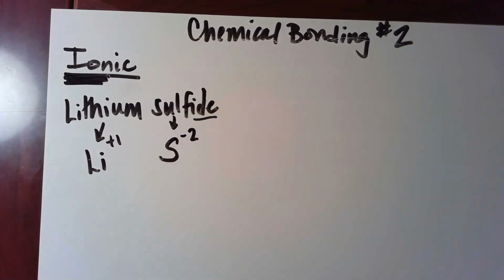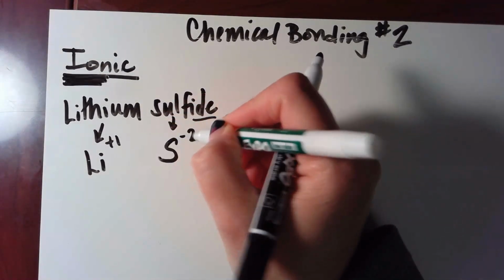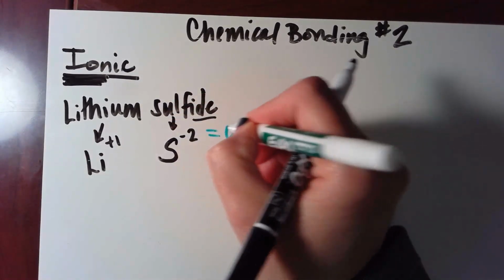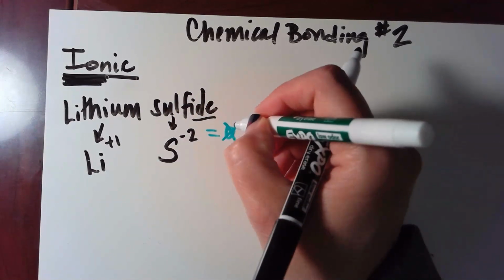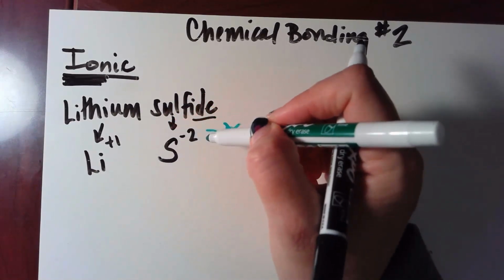Now, if you'll recall from yesterday when I showed you the crisscross method, this is what's going to happen again. If you'll notice, a +1 and a -2 does not equal 0. They do not cancel each other out. Either they both have to be +1 or they both have to be plus or minus, sorry.